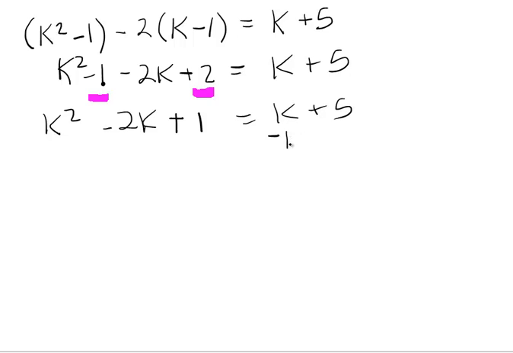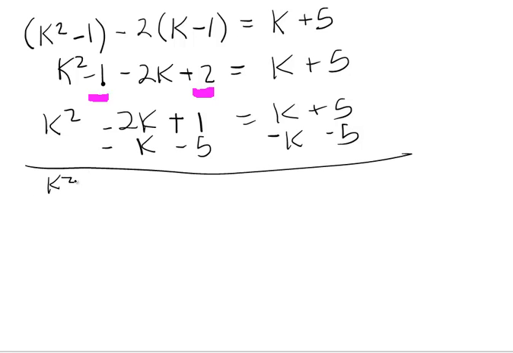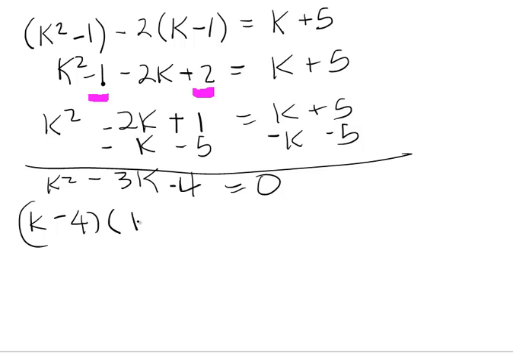And then I'm going to add the opposite over here, so minus k minus 5. And I'll end up with k squared minus 3k minus 4 equals 0. And then this will factor to k minus 4 times k plus 1. So k equals 4 or k equals -1.